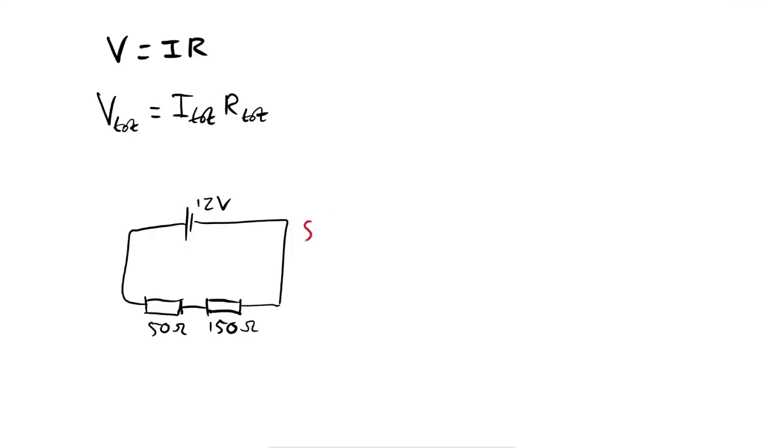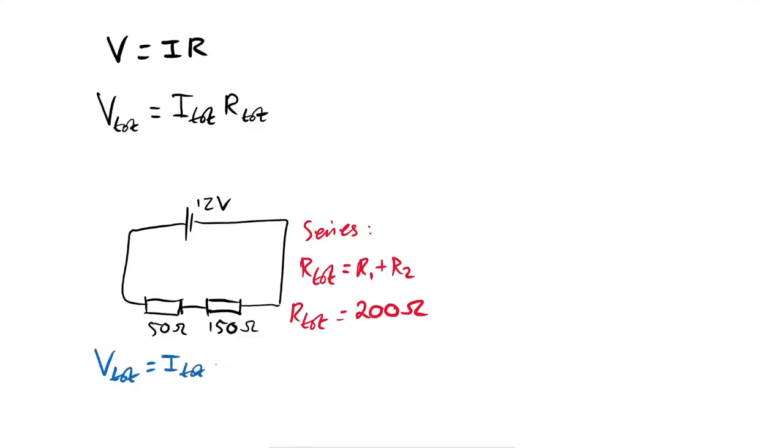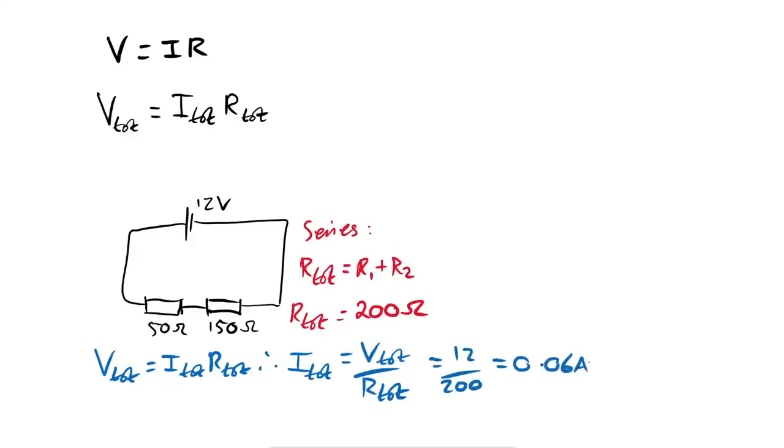I can say that for series, total resistance is just equal to R1 plus R2 plus R3, however many resistances you have in series. So in this case, it's going to be 50 plus 150, that's 200 ohms. Therefore, I can say that V tot is equal to I tot times R tot. Therefore, the total current is equal to the total voltage divided by the total resistance. So it's going to be 12 divided by 200. That's going to give me 0.06 amps.